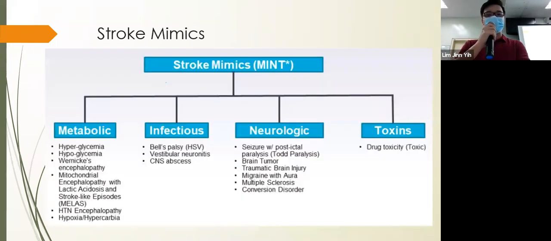There are a few different stroke mimics to keep in mind. Metabolic causes, such as hypoglycemia and encephalopathy; infectious causes, such as Bell's palsy and CNS abscess; and neurological causes, such as seizures, brain tumor, TBI, and toxins.